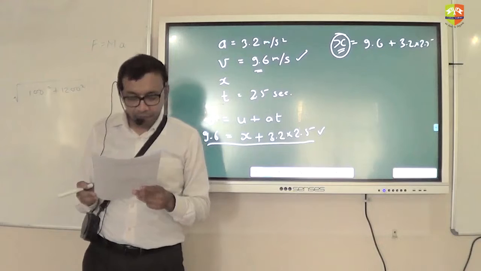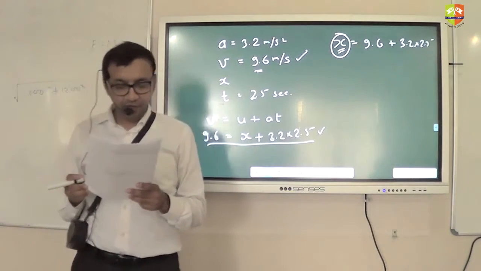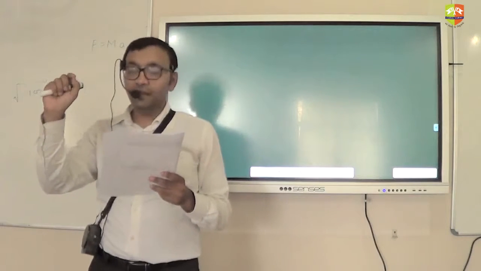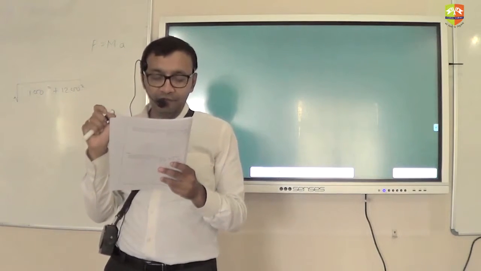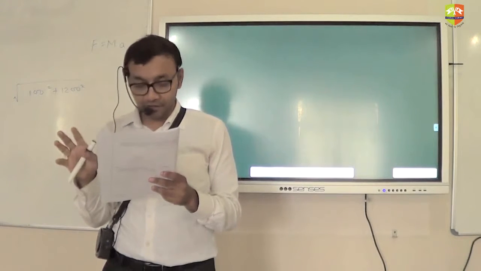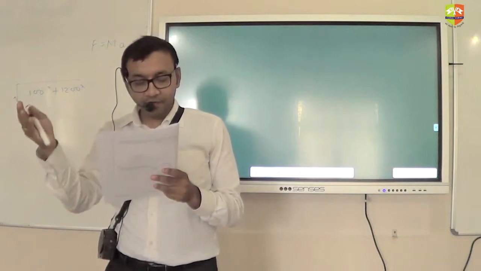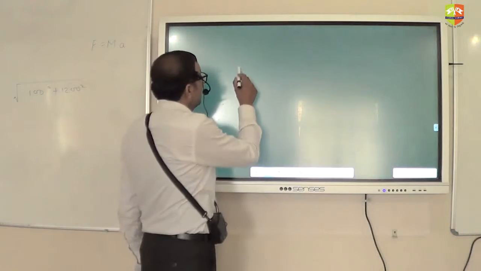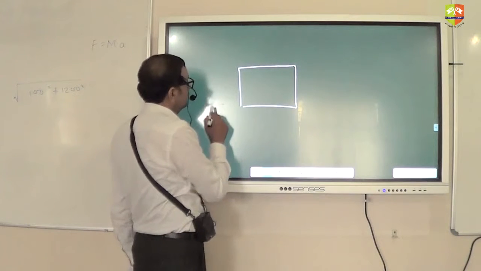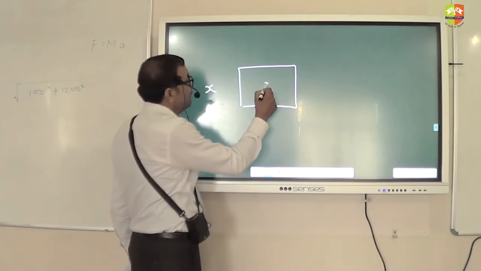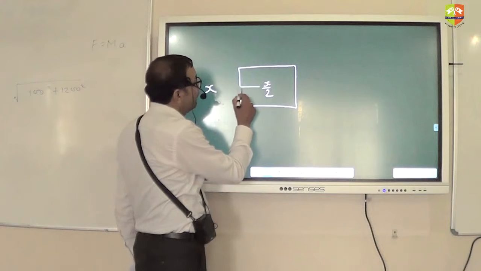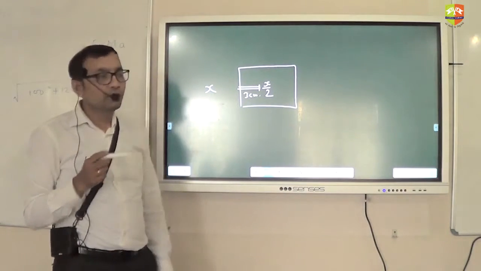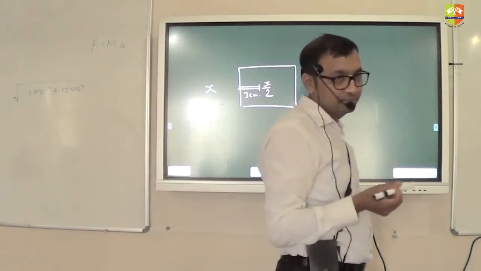A bullet fired into a fixed target loses half its velocity. This we have done just now. A bullet fired into a fixed target loses half its velocity after penetrating 3 centimeters. How much further will it penetrate before coming to rest? How do you find out this? Step number 1 should be what? If the initial velocity is x, it becomes x by 2 after getting inside 3 centimeters. Yes or no? So from here you get the value of acceleration.